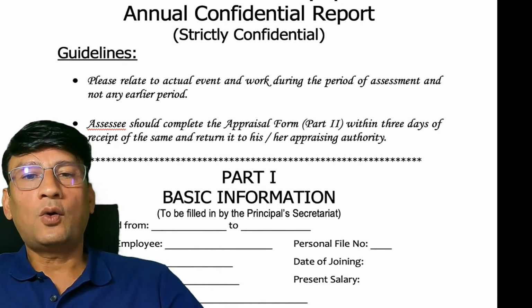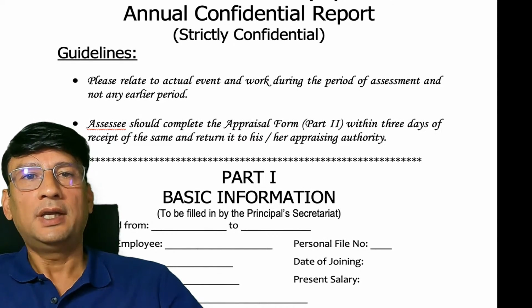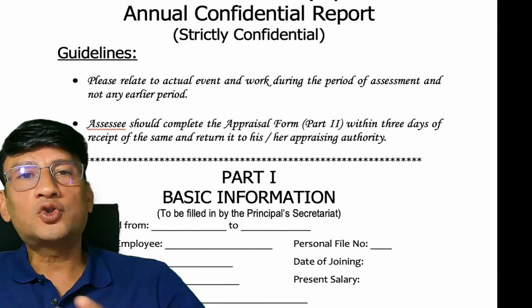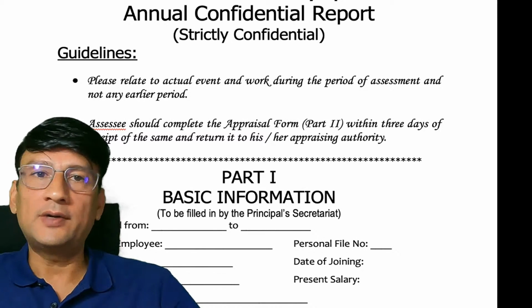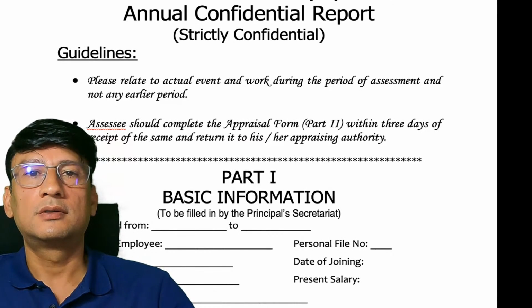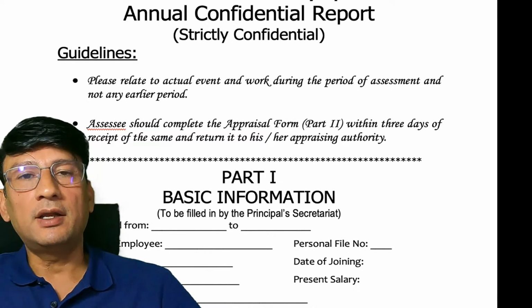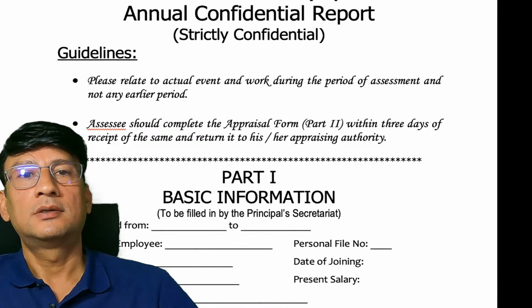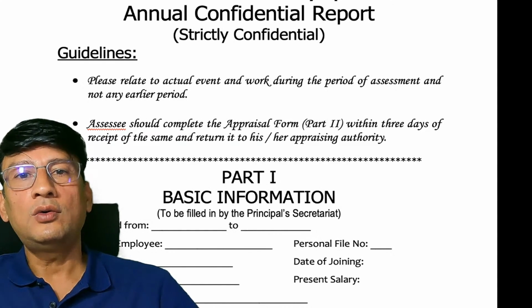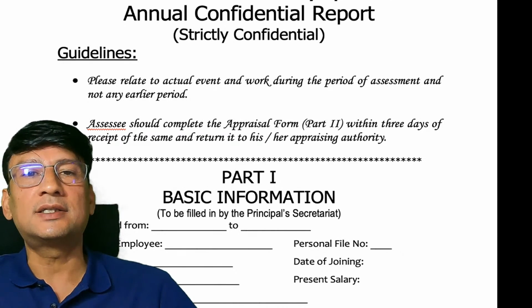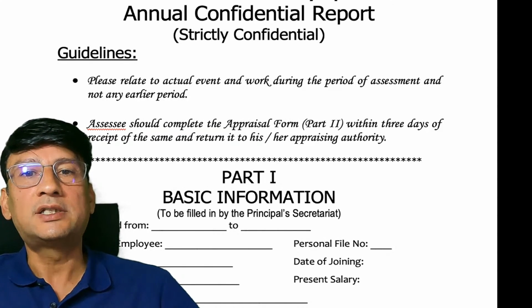Annual Confidential Report, ACR, is supposed to be filled by the superiors and for self-introspection too. This is a very important report for the increments, for getting to know what exactly the employee or the teacher did around the year.